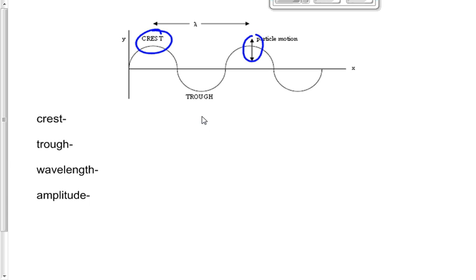Versus the trough, which is the bottom of the wave. It's like a feeding trough, right? A pig trough.